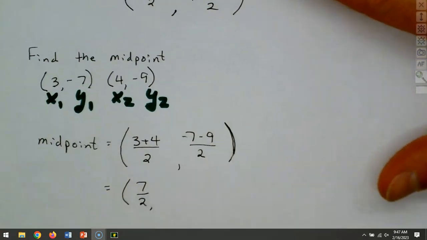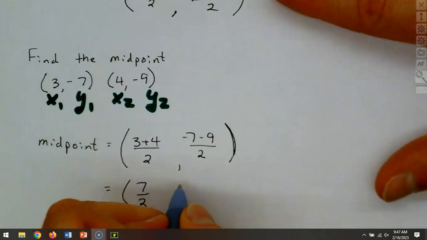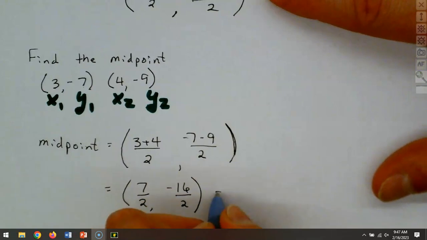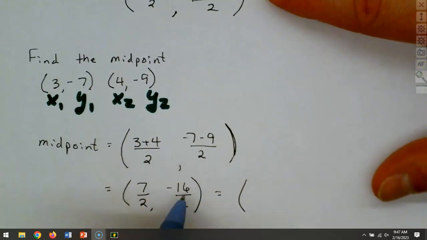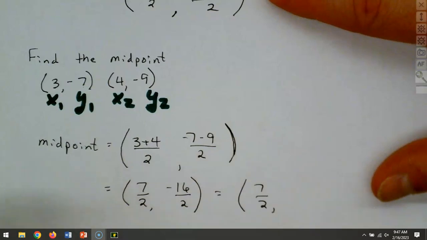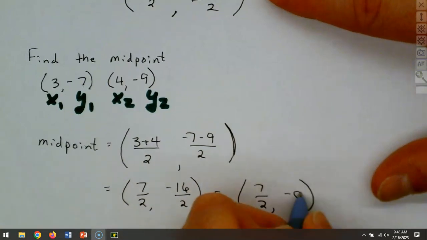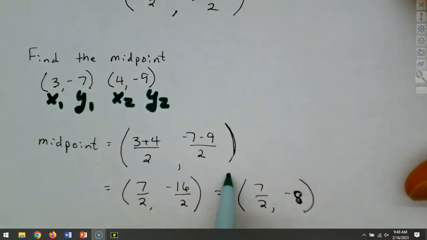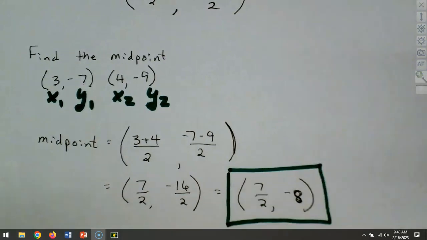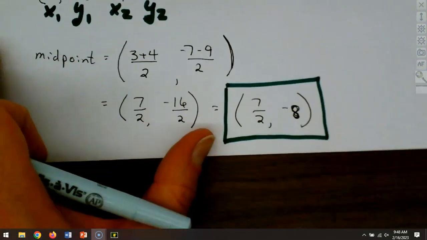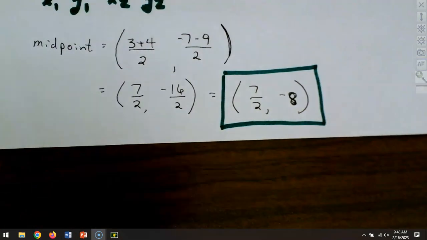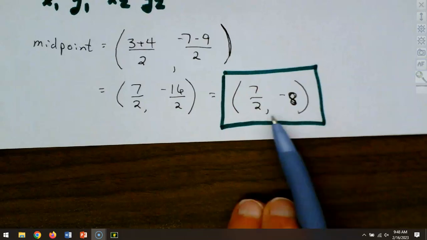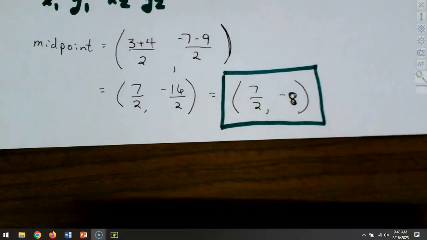And -7, -9, well, that makes it -16 over 2. And break it down if you can, because -16 over 2 reduces down to -8. So there is your answer as an ordered pair. And the midpoint is an ordered pair. It's basically like a location on a map. Longitude and latitude are like your x and your y. So this would be like a point on a map. So we have to break it down if we can.